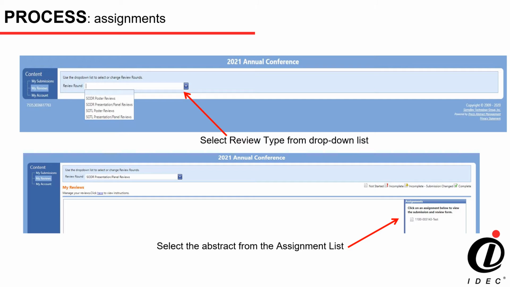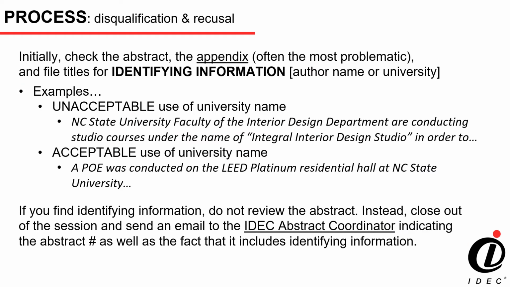However, before you begin the review process, we recommend and ask that you check for information in the submission that could disqualify it or require it to be reassigned to another reviewer. The most common of these is identifying information. Identifying information consists of any personal data that could be used to determine an individual's identity. For instance, authors often forget to remove faculty names or the name of a university from syllabi, assignments, and student work. Checking for this in the title and appendix prior to review of abstract content could save you and the other assigned reviewer time.